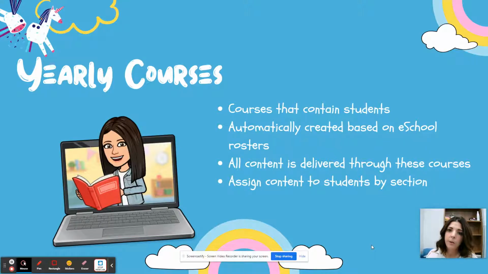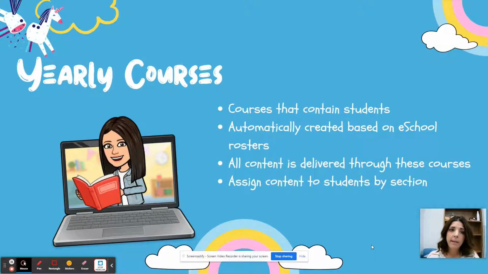Yearly courses are courses that contain your students. These are your S1 courses, your S2 courses. They automatically are created based on your eSchool rosters. So whatever eSchool says, that's what Canvas reflects. If a student is added in eSchool, it will take at least 24, sometimes 48 hours for that student to show up in Canvas. So if somebody just moves in, don't be surprised if it takes a little bit of time for them to get in to your Canvas course.